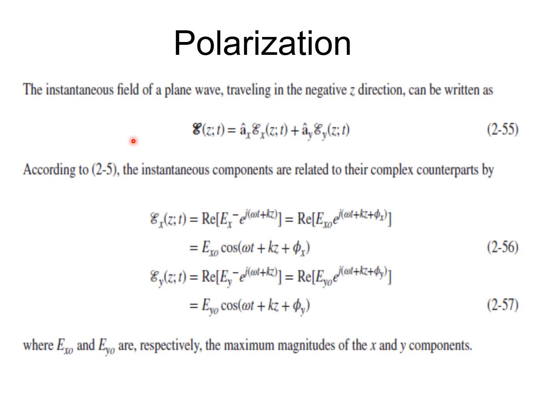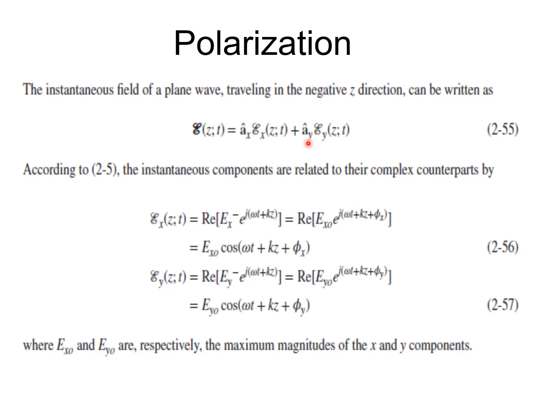We can define the electric field as a function of space and time. For example, let us assume that the electric field has two components, x component and y component, and the wave is traveling in the negative z direction. Then the electric field can be written as E(z,t) equal to ax Ex(z,t) plus ay Ey(z,t), where ax is the unit vector along the x-axis and ay is the unit vector along the y-axis.